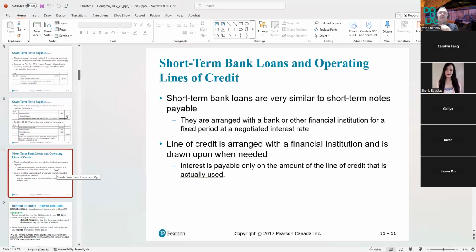Now let's do the same thing with the short-term bank loan and operating lines of credit. Short-term bank loans are very similar to short-term notes payable. They are arranged with a bank or other financial institution for a fixed period at a negotiated interest rate. A line of credit is another arrangement with a financial institution where you pay interest only when you're using the line of credit. When you're not using it, you're not paying interest.